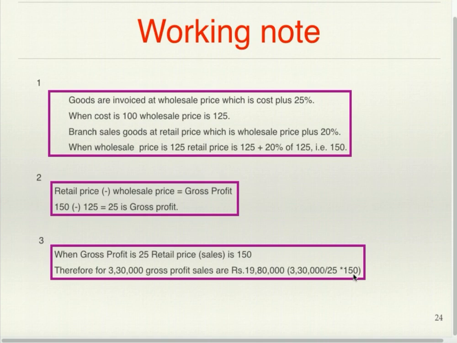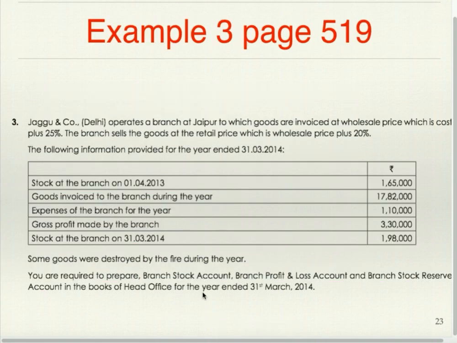So I want you to prepare ledger accounts and do this question on your own and find out the profit. You are supposed to prepare branch stock account, to balance brought down, to goods sent to branch, by balance carried down, to gross profit, by sales, balancing figure will be by goods lost by fire. Branch profit and loss account, by gross profit, to goods lost by fire, to expenses, balancing figure will be net profit.